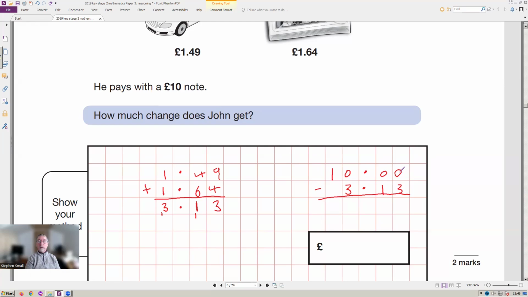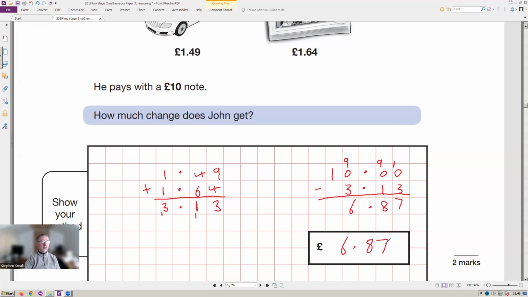3 from 0 won't go. Oh, borrow 1, no, can't do that. Borrow 1, no, can't do that. Borrow it from there. So this becomes a 9, funnily enough, and this becomes a 9. And we've got the one that goes from there. I think that's correct. So 3 from 10 is 7. 1 from 9 is 8. That looks about right. 3 from 9 is 6. I knew it'd be £6 something. £6.87.